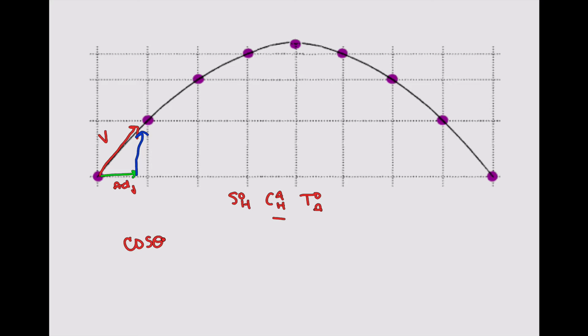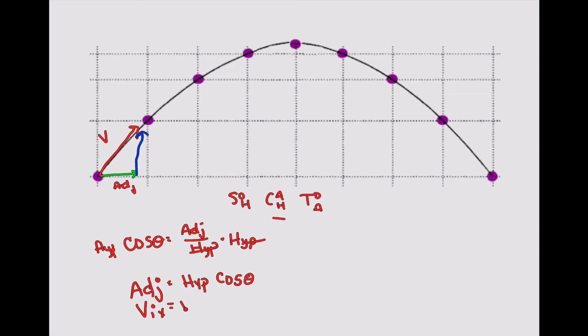So cosine theta equals adjacent over hypotenuse. If we want to solve for the adjacent leg, we have to separate this fraction bar, and in order to do that, we multiply both sides by the hypotenuse. Because these two will cancel, and we have the adjacent leg, or the V_ix equals the hypotenuse times cosine theta, or V times cosine theta.